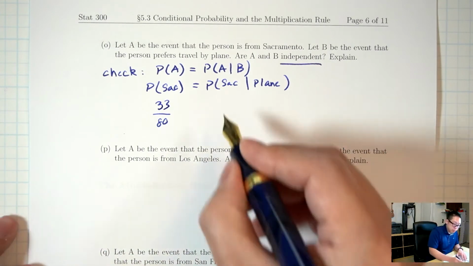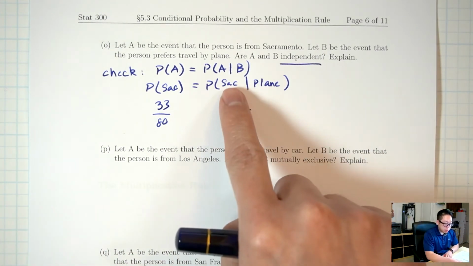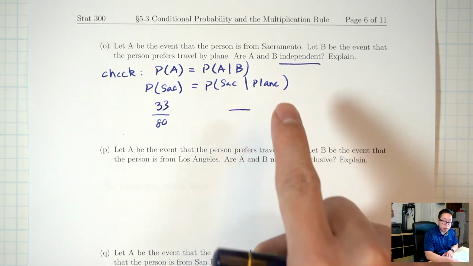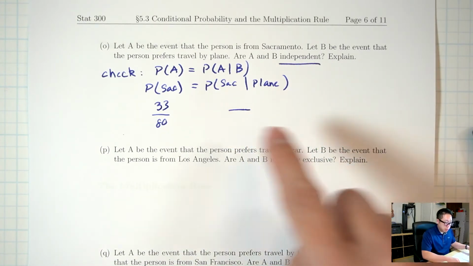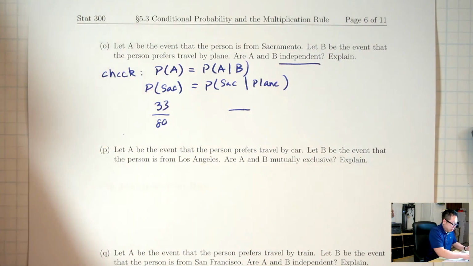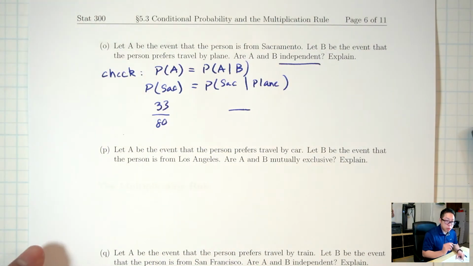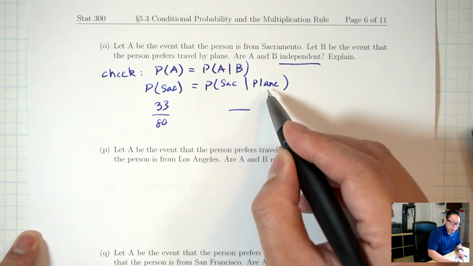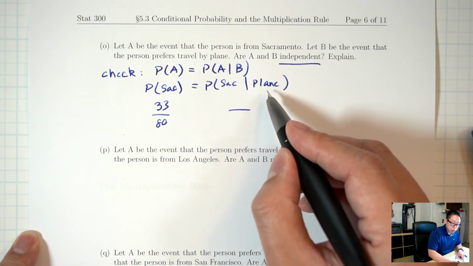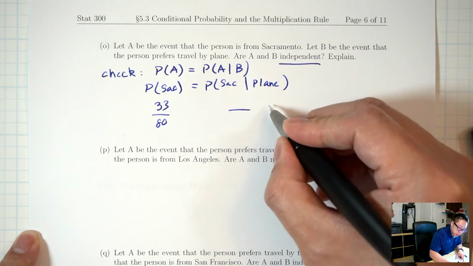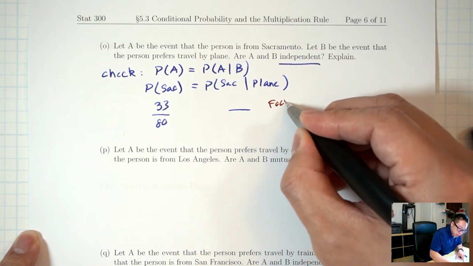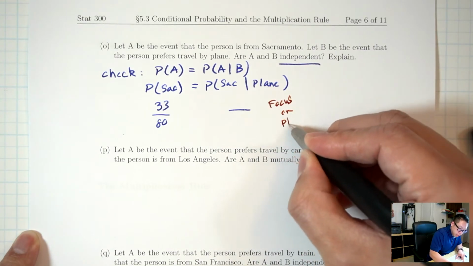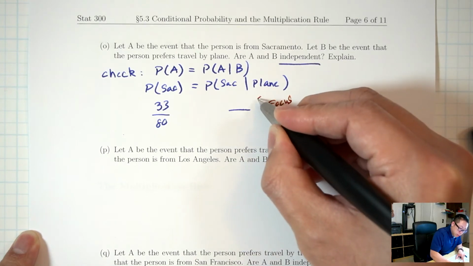The right side, we're going to calculate SAC given plane. Right, so this is a conditional probability. SAC given plane means that we're focusing on something. What are we focusing on? SAC or plane? Which one? It's always the second one. So we should be focusing on the plane numbers, for the top and the bottom.